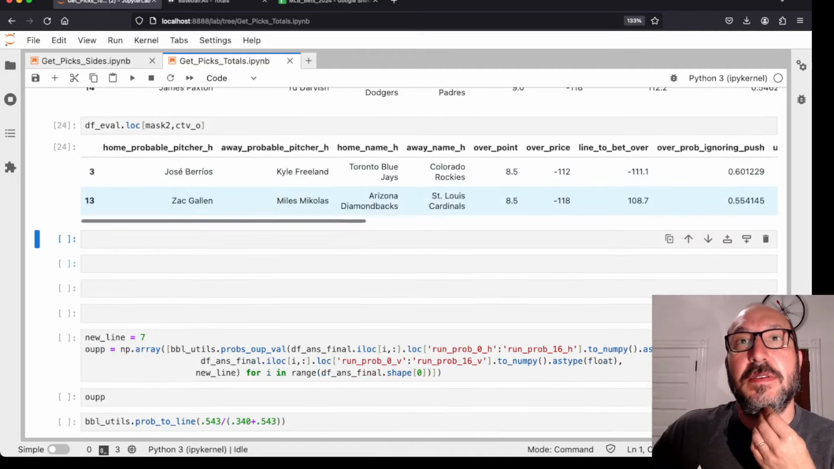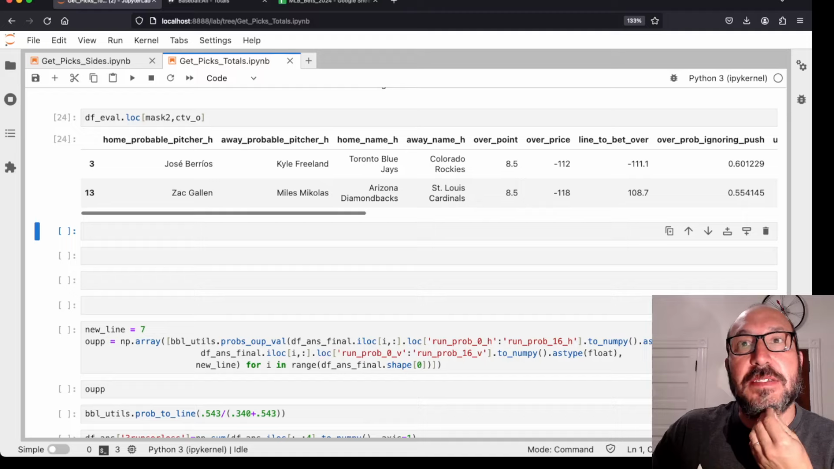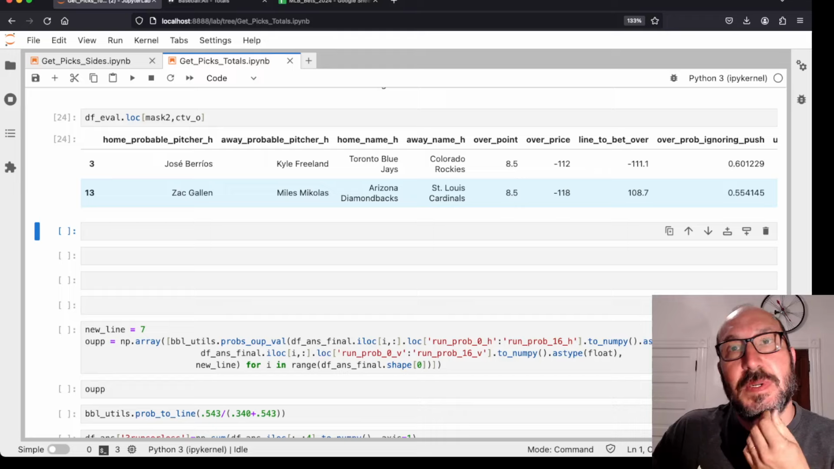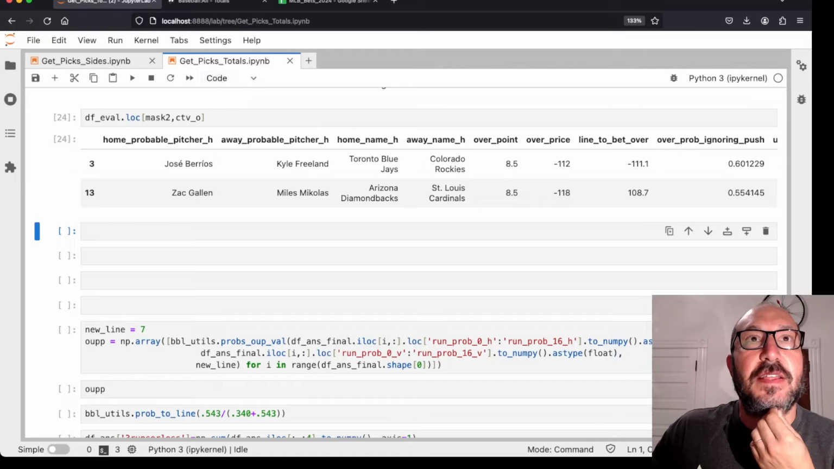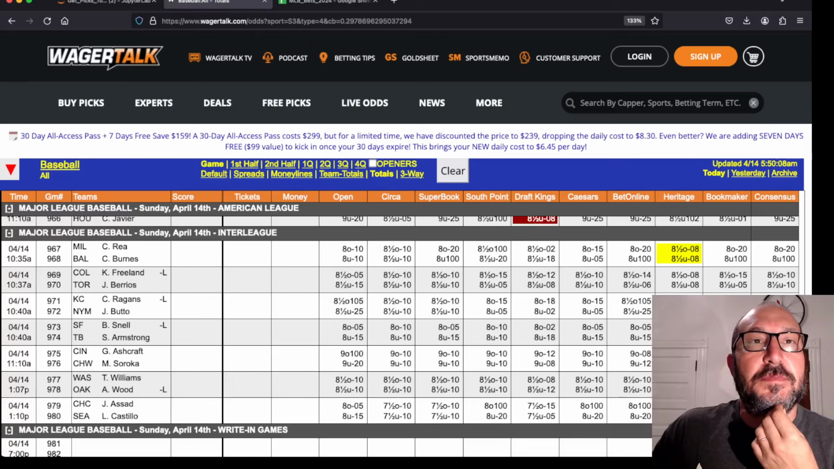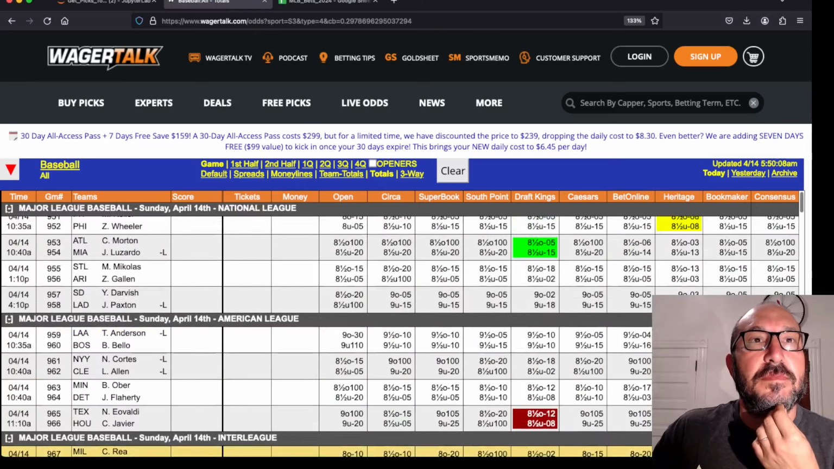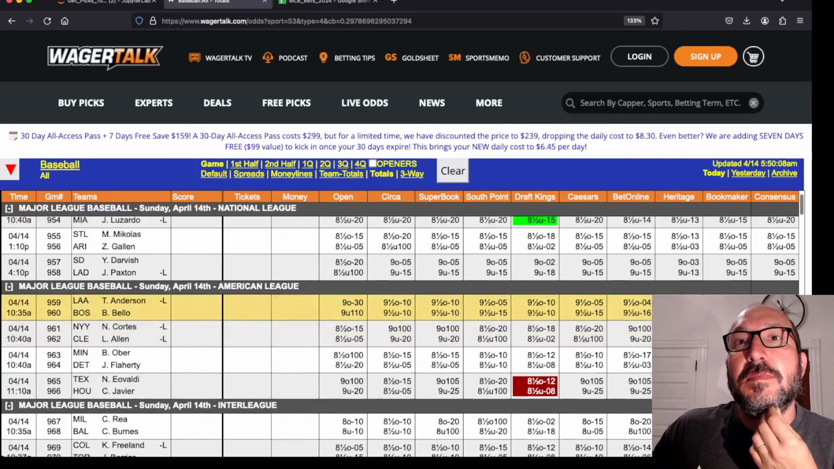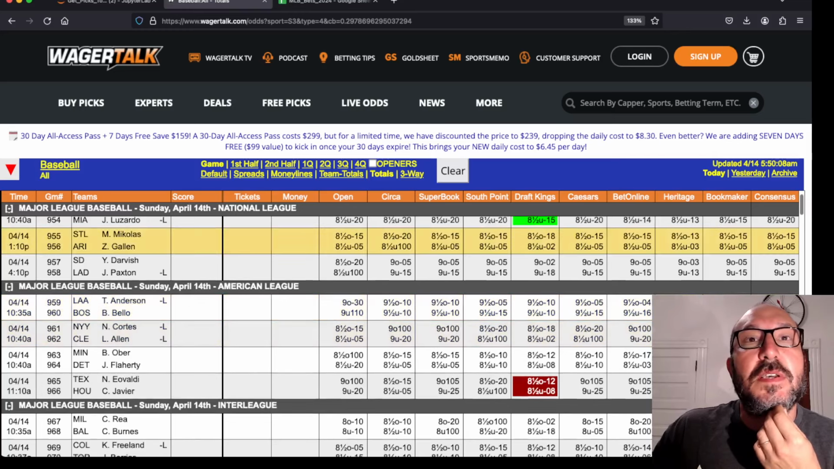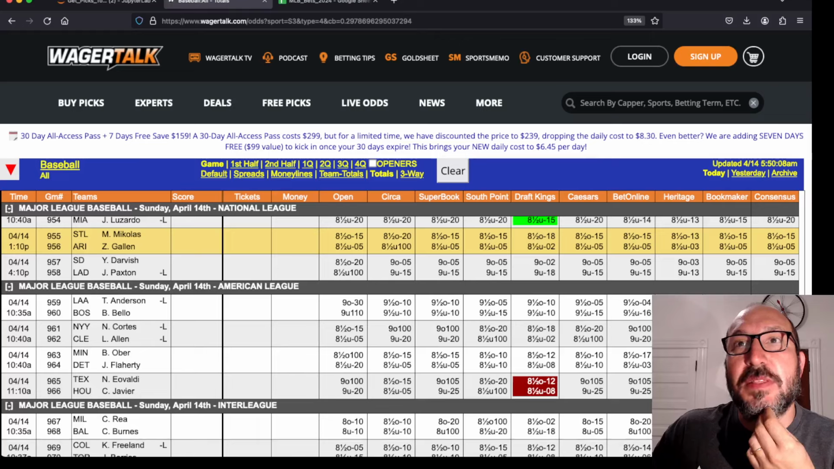And finally, the Diamondbacks and Cards likes the over at plus 108, so we've got to find an 8 on that for the over if we want to take a bet there. So, yeah, it doesn't look like we're going to find a bet there.